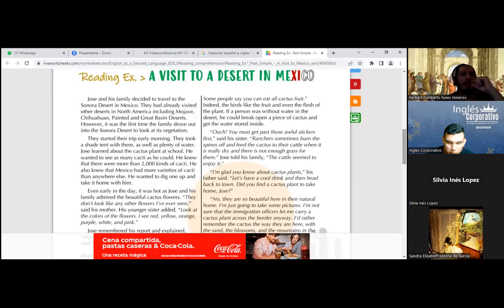Jose and his family decide to travel to the Sonora Desert, Mexico. They had already visited other deserts in North America, including Mojave, Chihuahua, and Great Basin deserts. However, it was the first time the family drove out into the Sonora Desert to look at this. At its station.